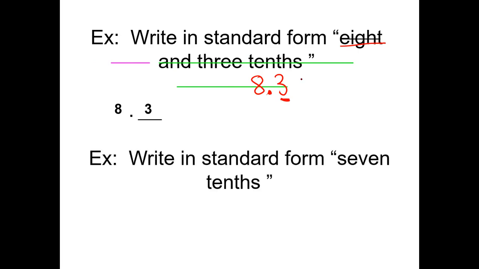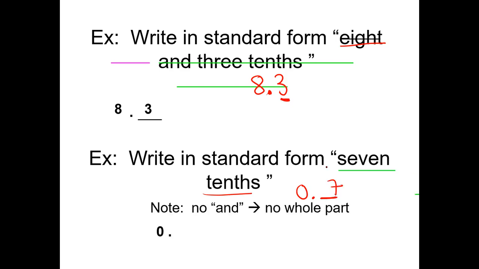Another example. 7/10. Did I write and? No. So the whole number is 0. Point, because we don't have and. 7/10. How do we write 7/10? 10th means we have just one digit here, and this digit is 7. So 0.7. No and, so no whole part. Okay? Like this, we write decimal numbers from letters.